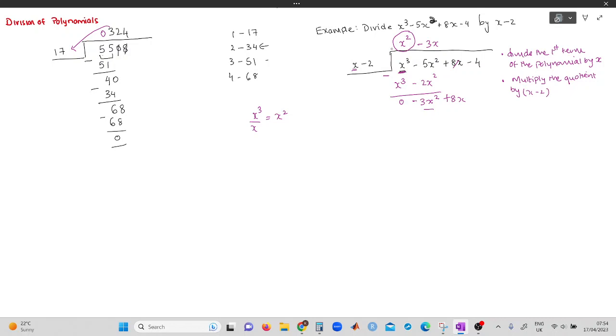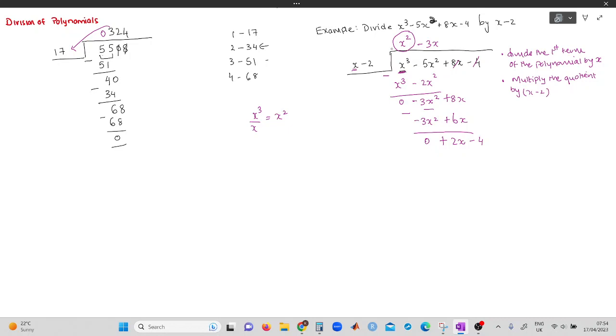Ok, donc ça va me faire moins 3x multiplié par x, moins 3x squared. Moins 3x multiplié par minus 2, plus 6x. Là, je retire to find the remainder. Donc, moins 3x squared moins moins 3x squared, it gives me 0. 8x retiré 6x, ça me fait plus 2x. Je bring down the minus 4 ici, là, je rediviser. En fait, la procedure est continuous.